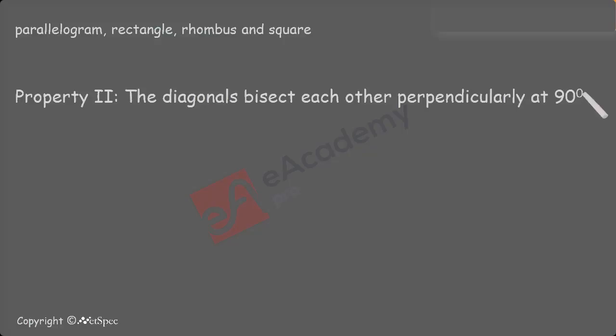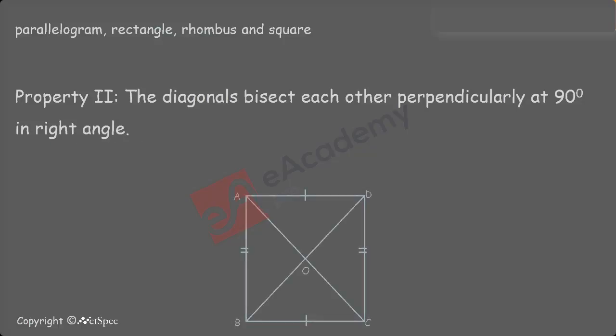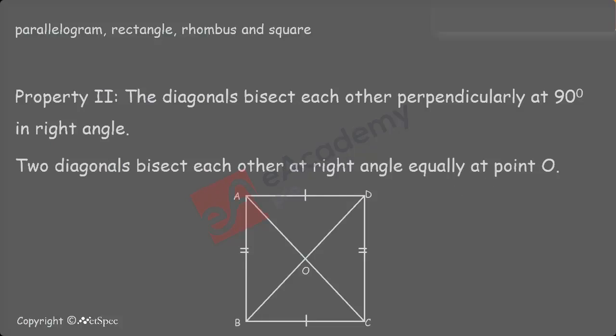And the second property is, the diagonals bisect each other perpendicularly at 90 degrees, at right angle. And here in the square, we can draw two diagonals and they bisect each other at the right angle. The meeting point is O and the diagonals are equal.